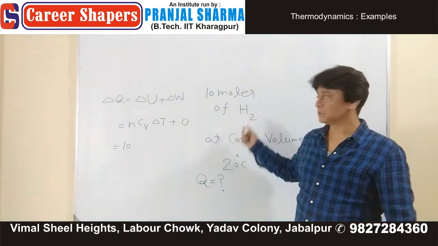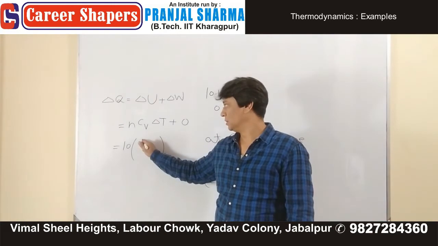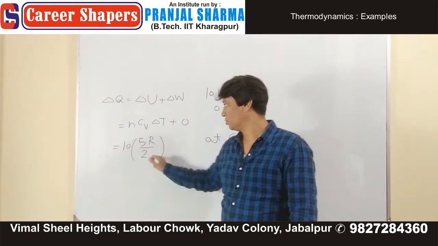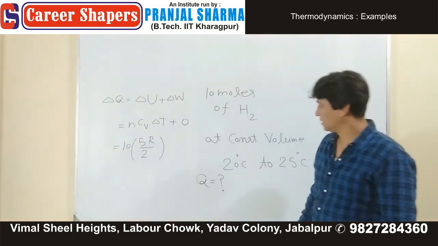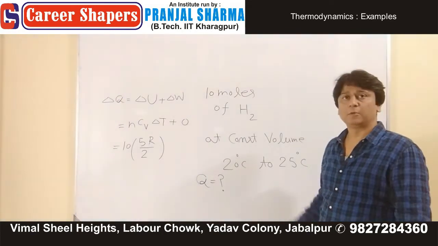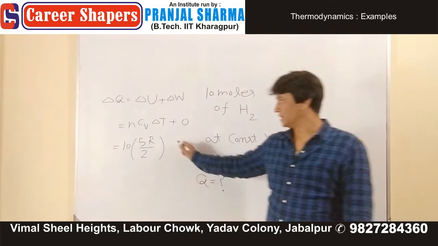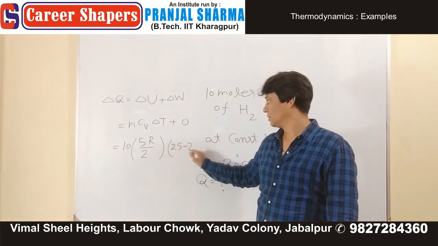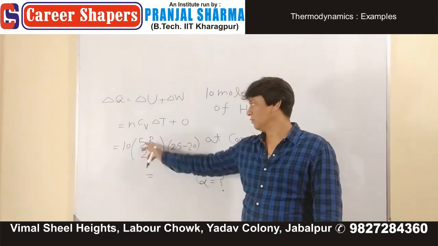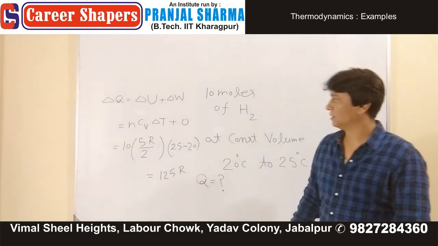It's a diatomic gas. What is Cv for a diatomic gas? 5R by 2. Delta T: there is no need to convert 20 and 25 into Kelvin because difference wise Celsius and Kelvin are the same. 25 minus 20 is 5. So 10 times 5 by 2 times 5 gives 125 R. That's the answer.